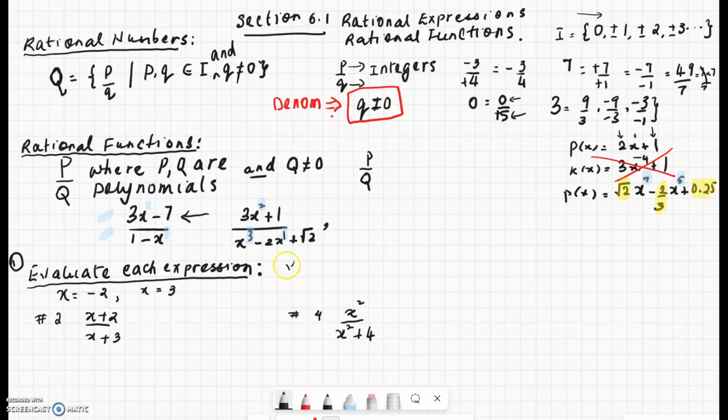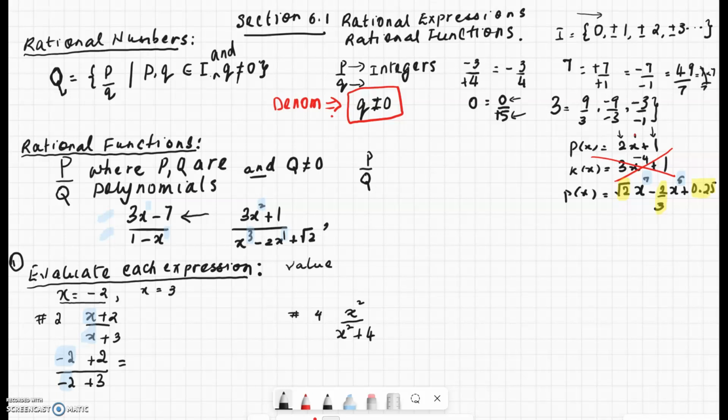So the first question is evaluate the expression. Evaluate means find the value, which means you plug in the numbers that are given and find the value. So first let's plug in the first number, x equals negative 2. So for each, we'd have to evaluate the expression. All you have to do is plug in the number wherever you see an x. So you see an x here, plug in x equals negative 2, plus 2, divided by, you see another x here, plug in negative 2, and then you have a plus 3.